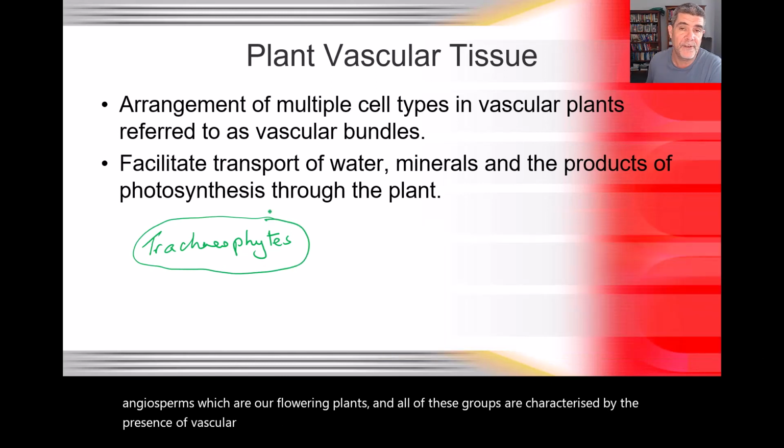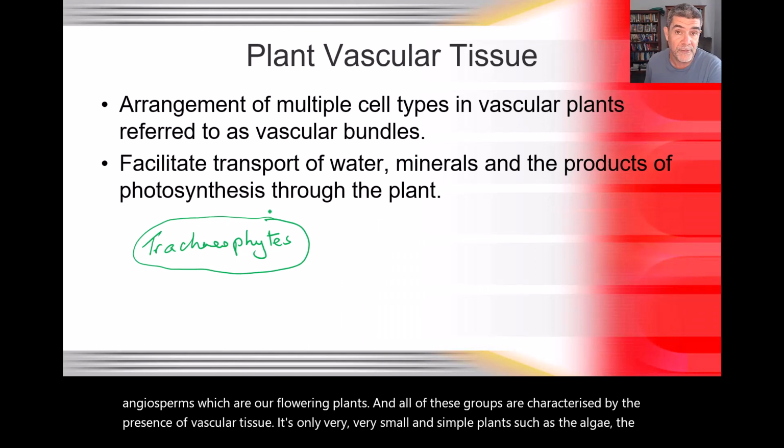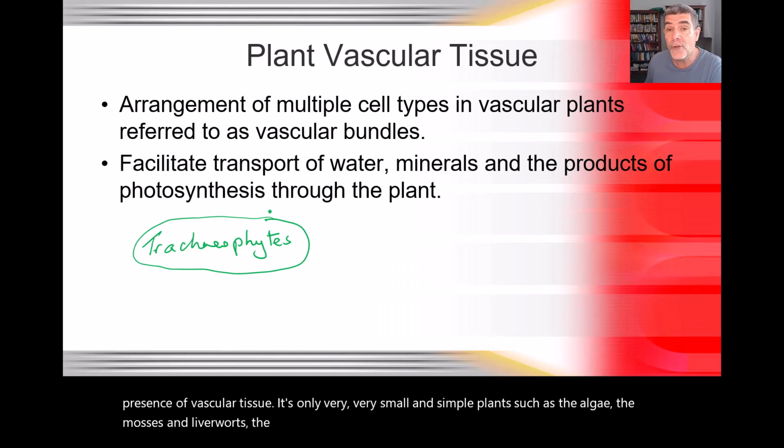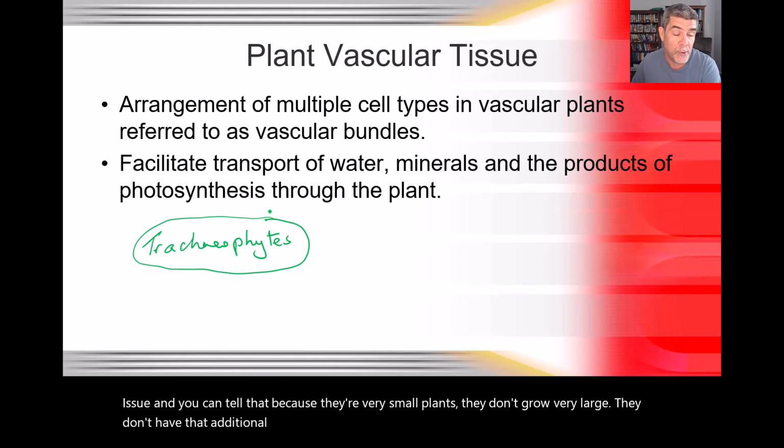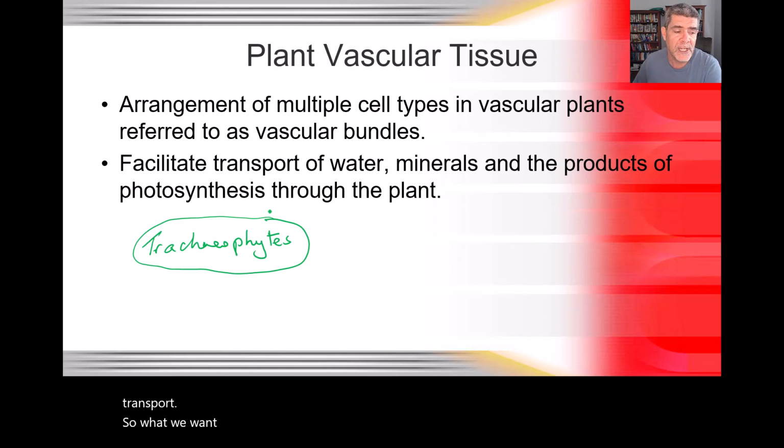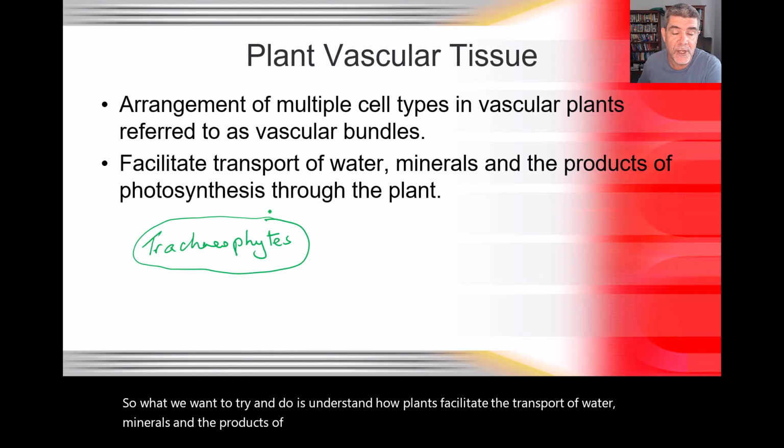It's only very, very small and simple plants such as the algae, the mosses, and the liverworts, the bryophytes, that don't have vascular tissue. And you can tell that because they're very small plants. They don't grow very large. They don't have that additional support that the vascular system also provides, as well as efficient transport. So what we want to try and do is understand how plants facilitate the transport of water, minerals, and the products of photosynthesis throughout the plant.